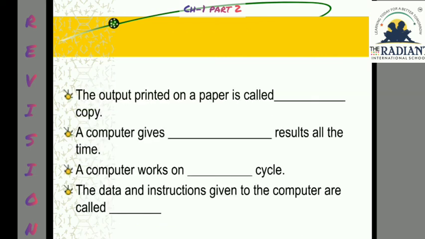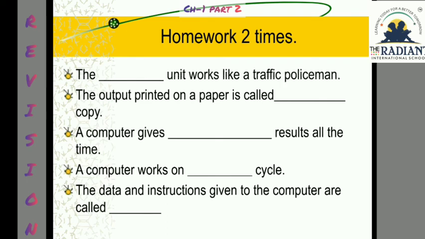Now time for homework. You have to write this homework two times in a notebook. The output, the dash unit works like a traffic policeman. Which unit works like a policeman? Right now I explained control unit. The output printed on a paper is called a dash copy. In this video right now we have discussed it is called hard copy.